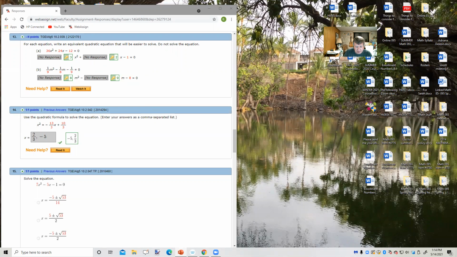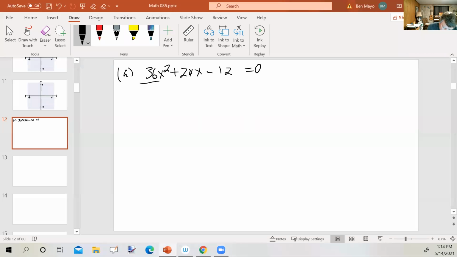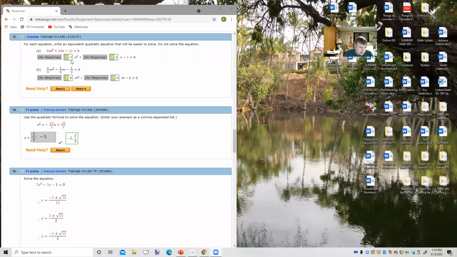So let's do that. I'm going to go back here to the whiteboard screen, and we're going to divide each term by 12, which is going to give us 3x squared plus 2x minus 1 equals 0. So then, going back to the WebAssign screen, we're going to have 3x squared plus 2x minus 1 equals 0. All right, let's take a look at part B.